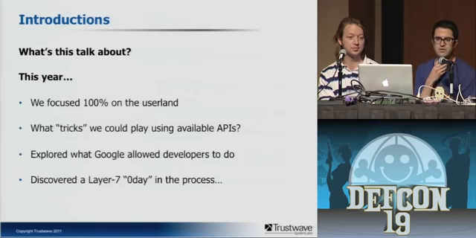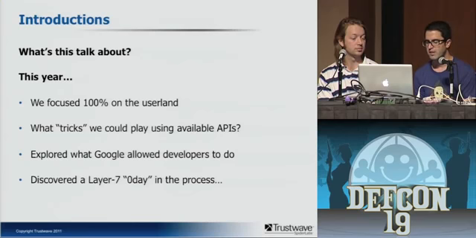After the talk last year, I was thinking I really would like to do another Android talk, and we'll talk a bit about how we actually came to start doing this research. But basically, this year we focused 100% on userland. We just wanted to focus on the user interface. The whole idea is what tricks we can play using available APIs. Nothing out of the ordinary, just the APIs that are available in the Android SDK. Really, what did Google allow developers to do? What bad things can we do with the APIs? And in the process, we discovered basically a layer 7 DoS. And so we're going to talk about what that is.